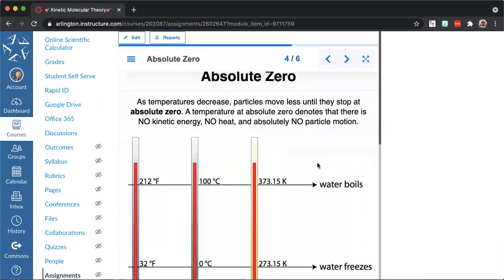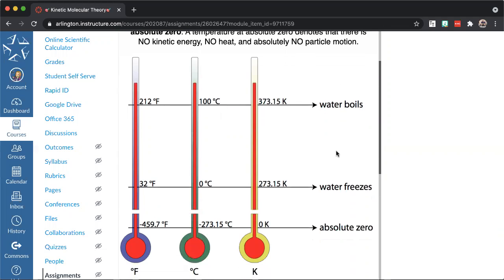When you talk about gases and especially heat in chemistry, we actually use a different temperature scale. It's called the Kelvin scale. As temperatures decrease, particles move less and less until they stop. Absolute zero is the temperature at which there is no particle motion, no molecular motion. That means there's no kinetic energy, there's no heat, there's nothing. The particles have fully stopped moving. And that's why it's called absolute zero. It's measured on this scale called the Kelvin scale.